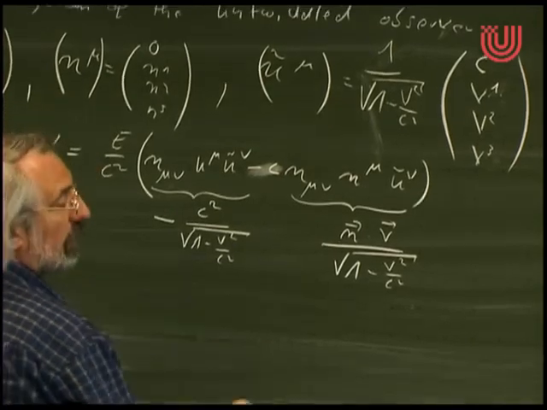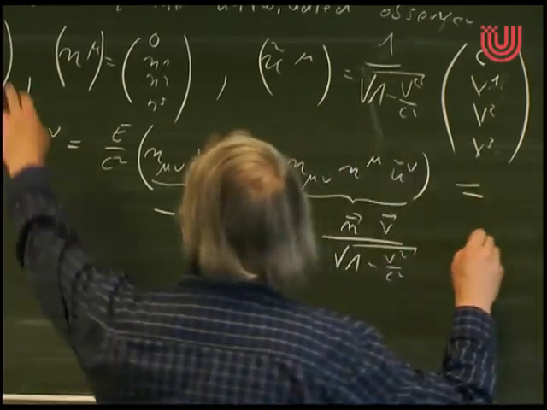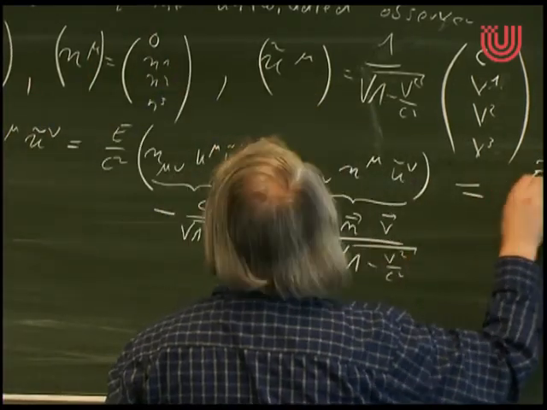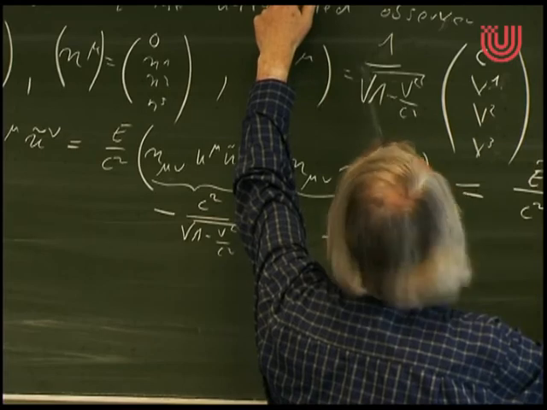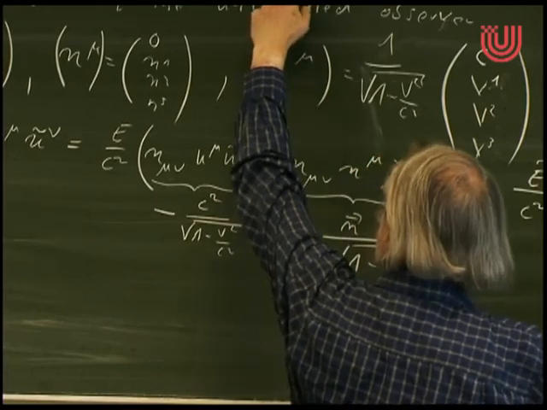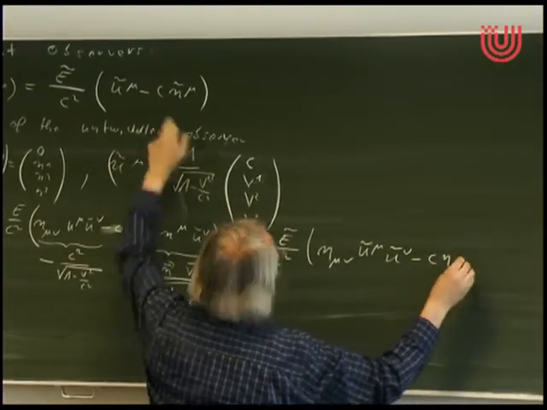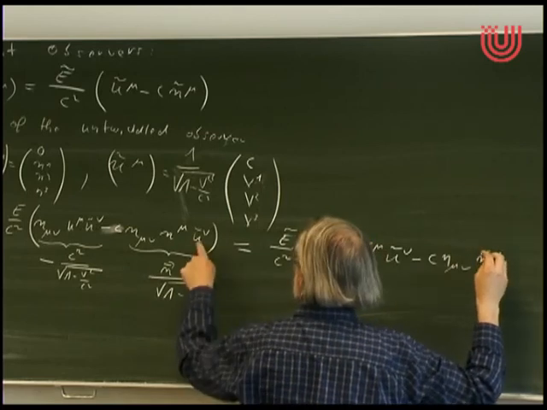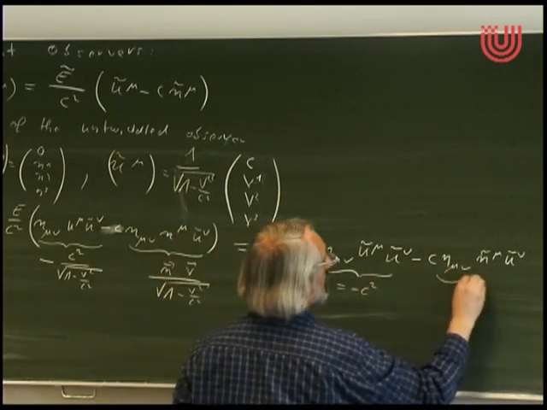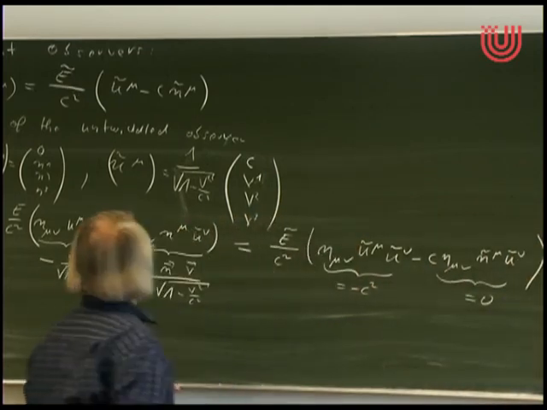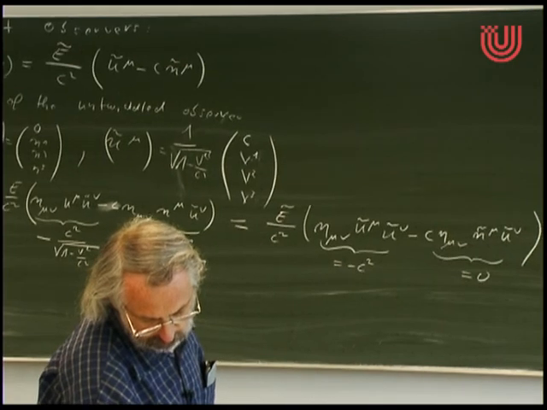And I write it on the other side, now with the other expression. So I use this expression here. Then I get E tilde divided by c², η_μν ũ^μ ũ^ν, minus c η_μν ñ^μ ũ^ν. Okay, that's minus c², and that's 0. And if I solve this for E, I get the desired equation. I think everyone can do this by him or herself.